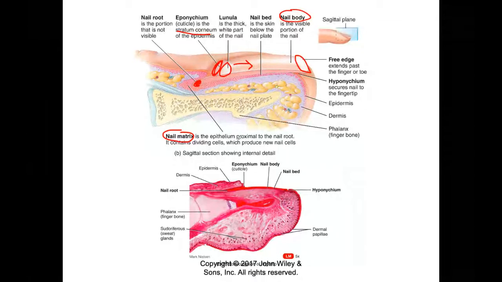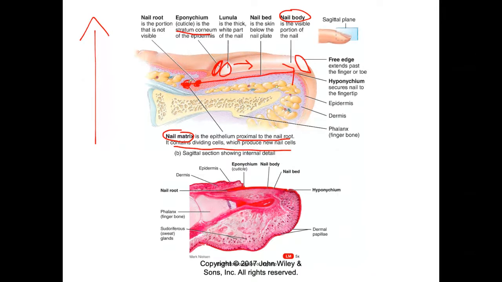This is the epithelium that is proximal to the nail root, and it contains all the stem cells and the dividing cells that produce new nail cells. So here, this is all nail matrix, and it's going to push this forward, much like the skin from the basal layer pushed it up to the stratum corneum. You're going to have matrix that pushes the nail up to the free edge.